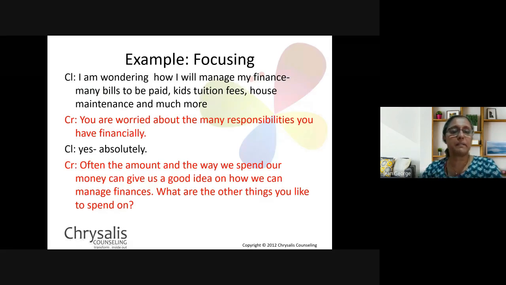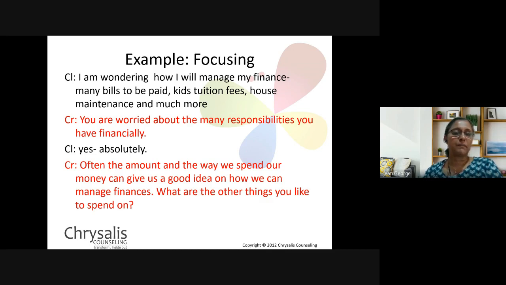Let's look at an example here. The counselee is saying, "I'm wondering how I will manage my finance. Many bills to be paid, kids' tuition fees, house maintenance, and much more." So the counselor says, "You're worried about the many responsibilities you have financially." She says, "Yes." The counselor says, "Often the amount and the way we spend our money can give us a good idea on how we can manage finances. What are the other things you like to spend on?"